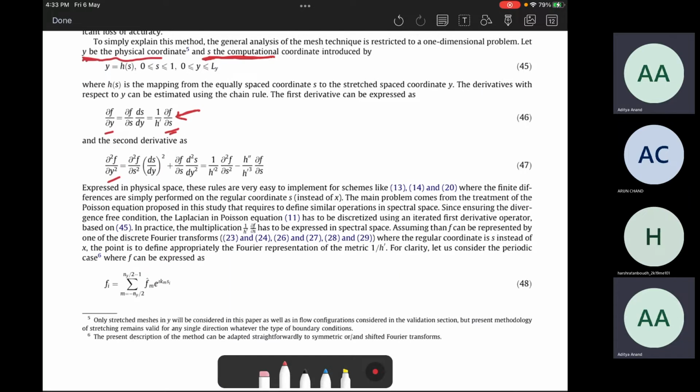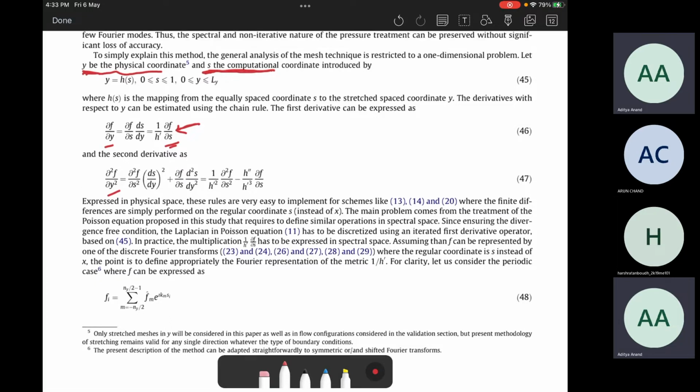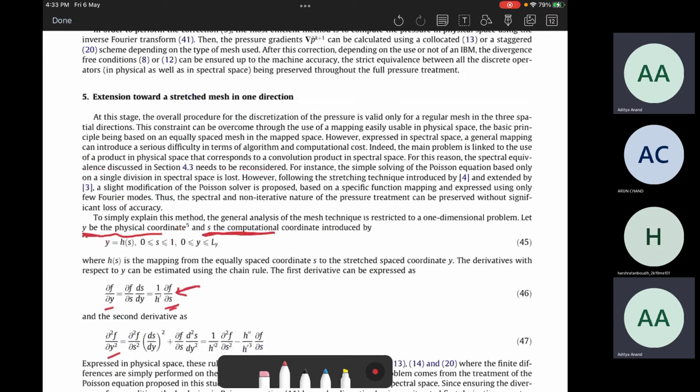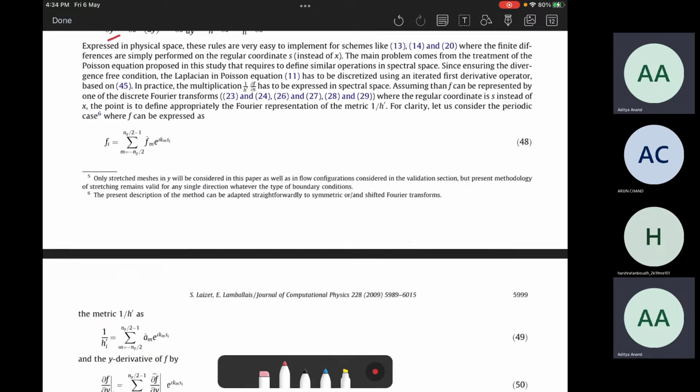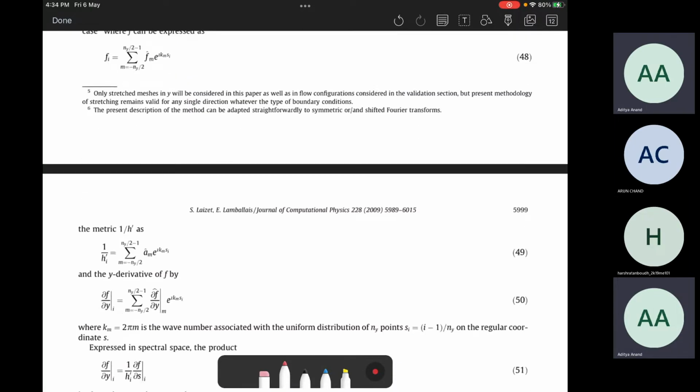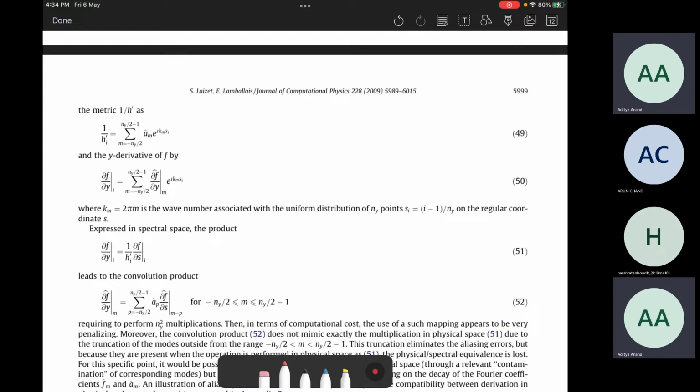So when you need finer resolutions near a solid surface, you can use these uniform coordinates with some transformation, solve in the uniform coordinate system, and then get the solutions in the transformed coordinate as well. This is used for channel flows and boundary layer flows.